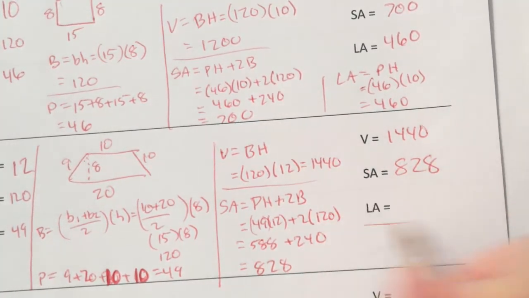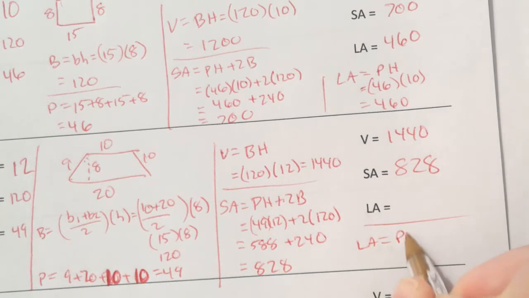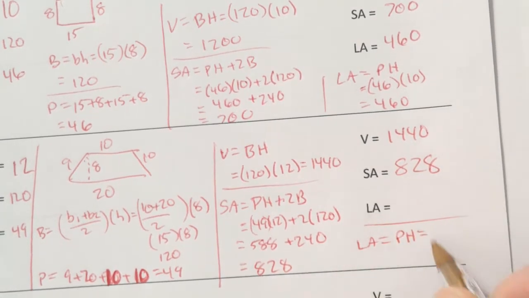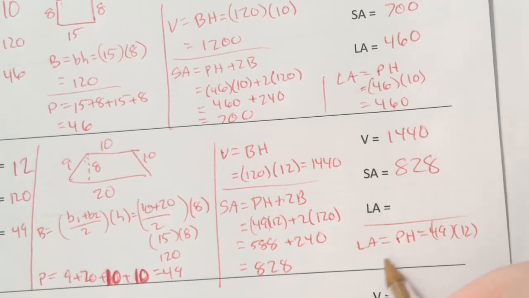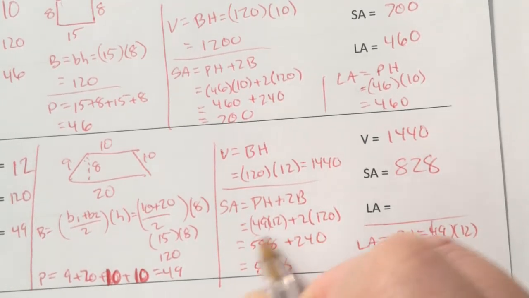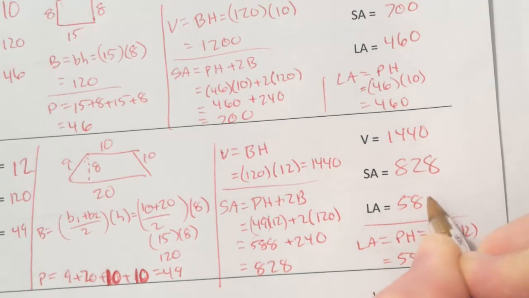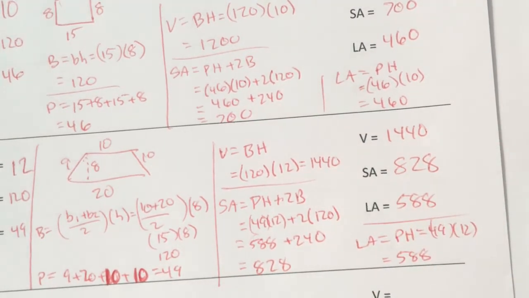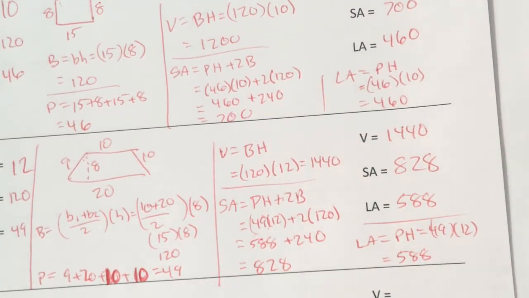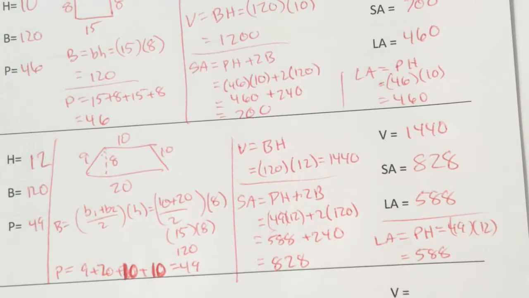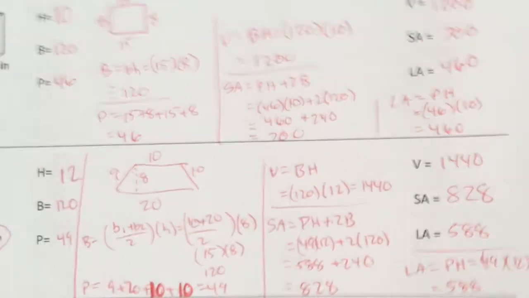All right, and finally, lateral area. Lateral area is just P times H, which is what we found earlier. 49 times 12. We pop out with 588 because it's that first part right there. Which is basically the label of a soda can, like the label. But we'll talk more about that later. Right now, we just want to make sure you can bust this out.